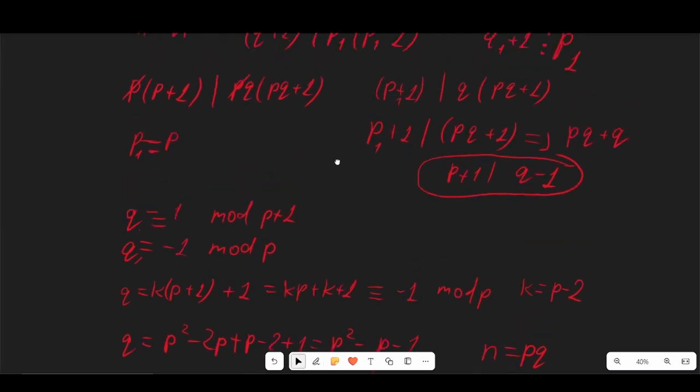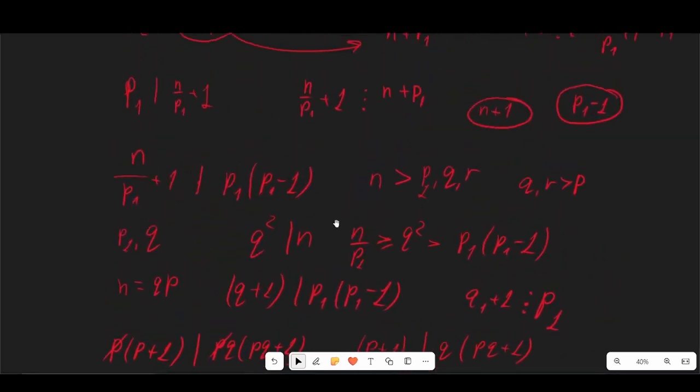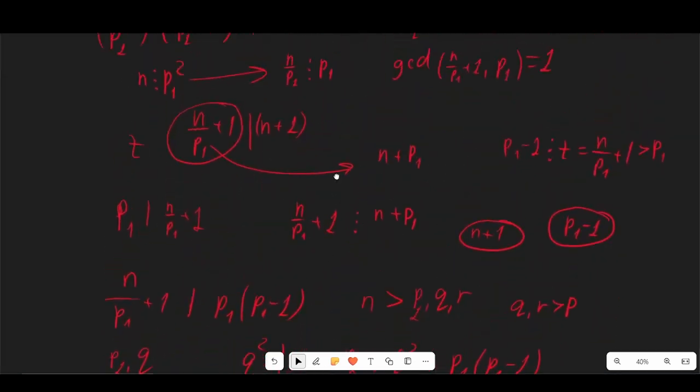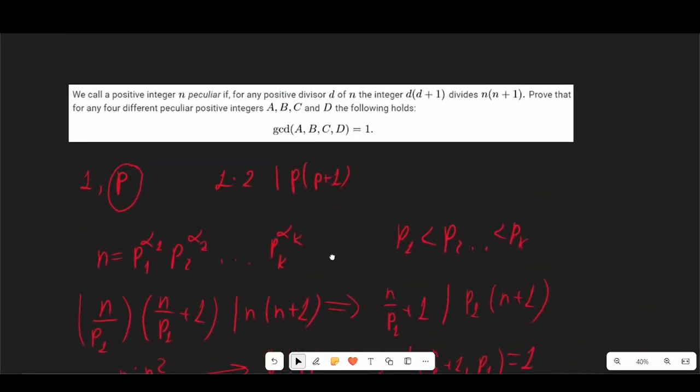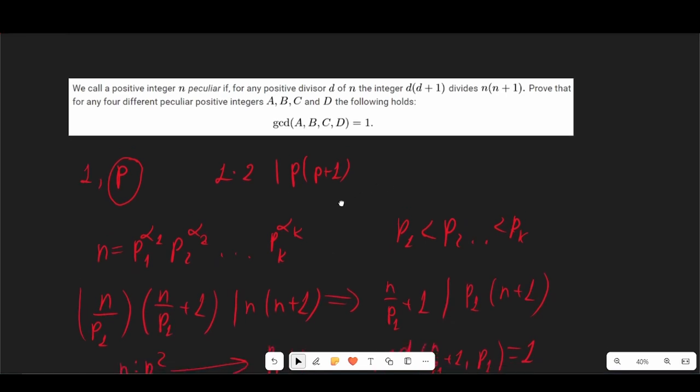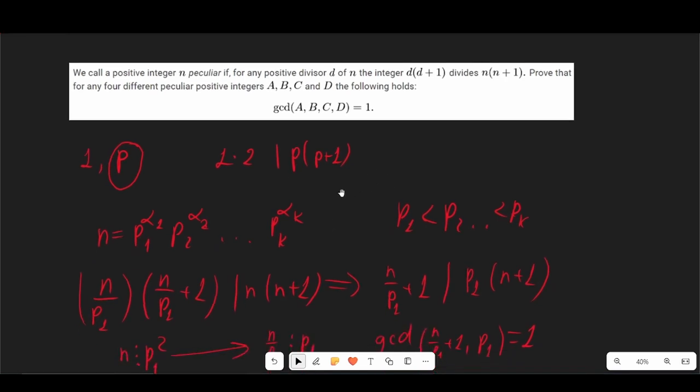So it is impossible for the 4 numbers to have their GCD greater than 1, because this prime number must have 4 peculiar numbers, and this is impossible. If you have any questions, write in the comments. This was the end of the first day.